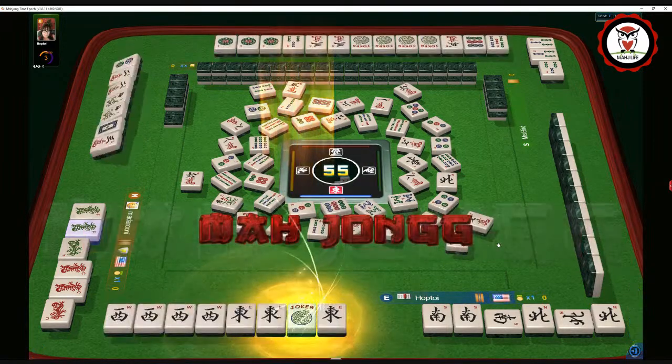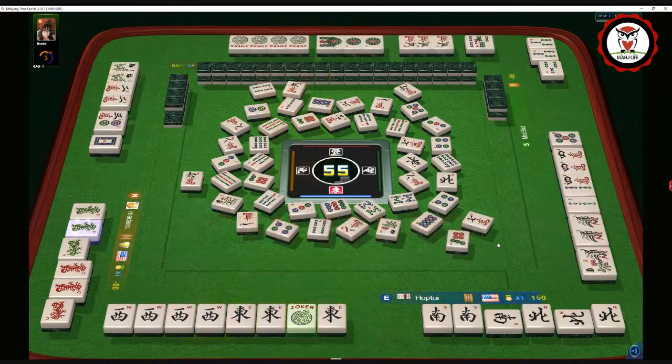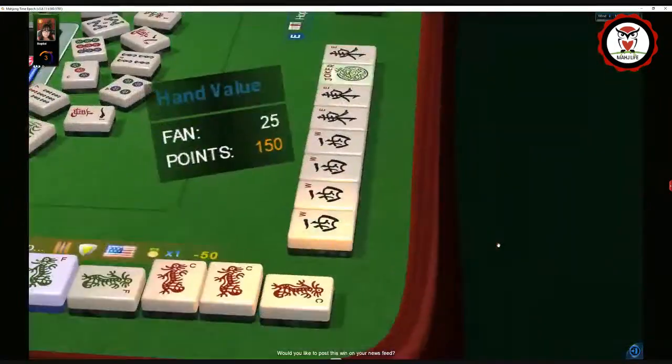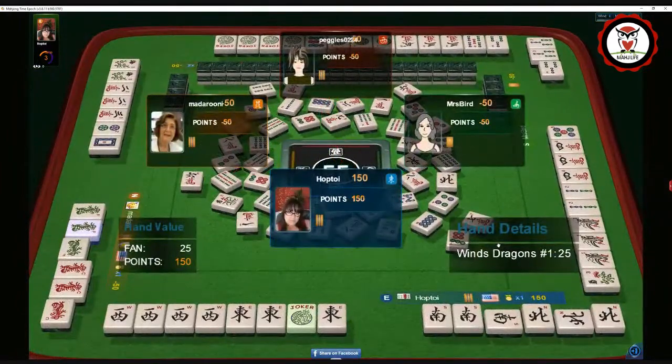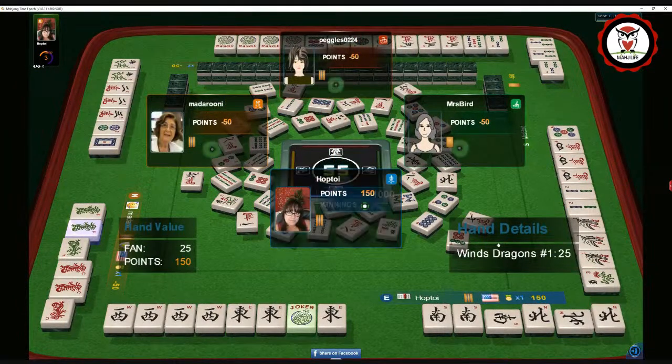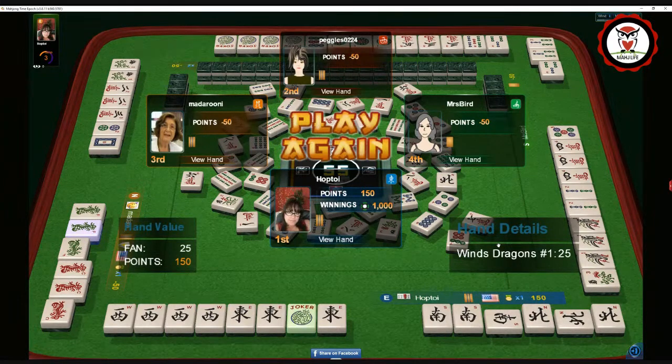Mahjong! Woohoo! I get a dot for that one too. I haven't won that one yet. So we have the second option on the first hand under Winds and Dragons. Pung, Kong, Kong, Pung for news.